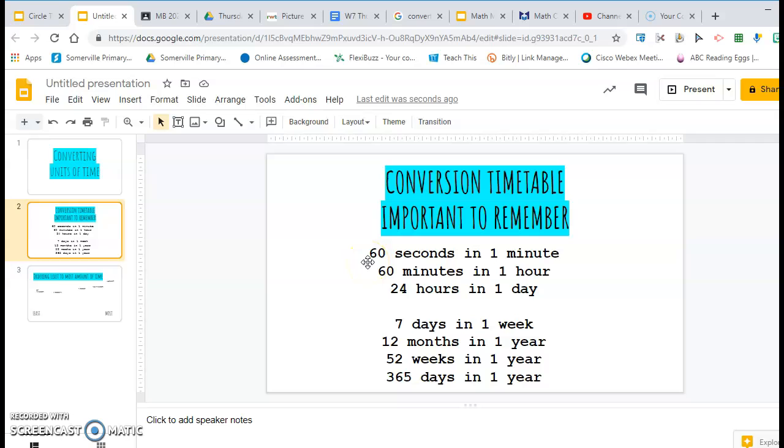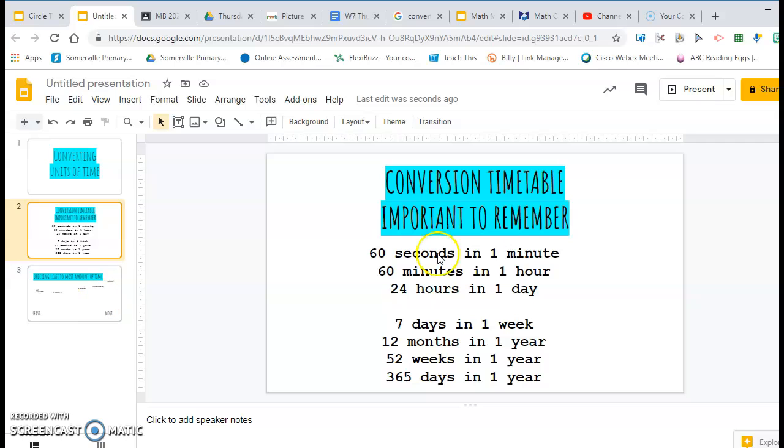So a couple of things that we have to remember is there's 60 seconds in 1 minute, 60 minutes in 1 hour, 24 hours in 1 day, 7 days in 1 week, 12 months in 1 year, 52 weeks in 1 year, and 365 days in 1 year. Or if it is a leap year like this year, there will be 366 days.